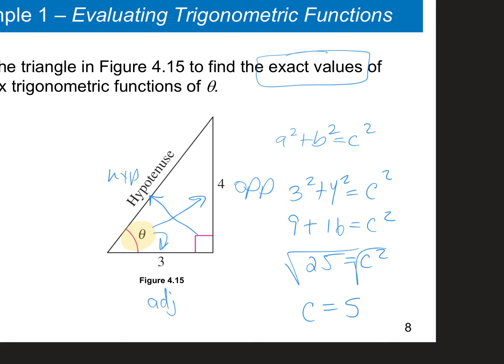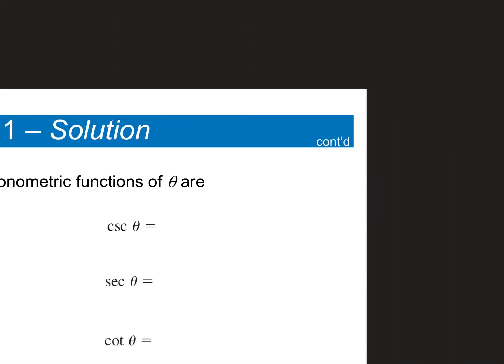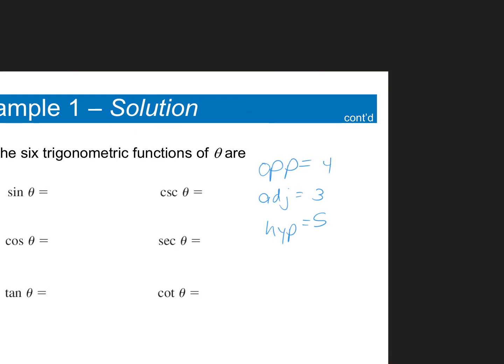So here's my suggestion, just to keep yourself straight. There's a lot going on this page, right? If you're going to find all 6 trig functions, this is what I would do. I would say, okay, I have to find all 6 trig functions. Let me just write down, what was the value of my opposite side? It was 4. What was my adjacent? 3. And then what did I find the hypotenuse to be? 5.